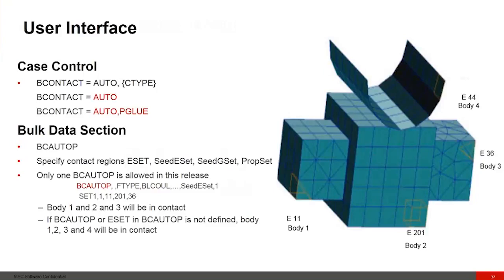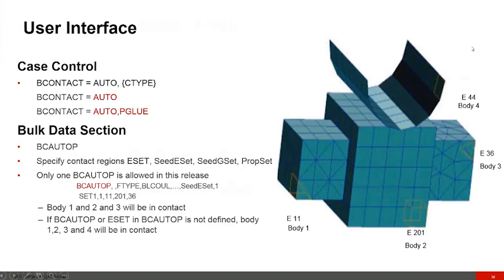So the user interface, how does that work? It's very easy. You have a few case control entries. So even if you don't have a pre or post processor, you can use it in a text editor. You add BCONTACT=AUTO, and CTYPE stands for the contact type. Again, as I said, it covers all contact types for permanent glue, general glue, and other types.